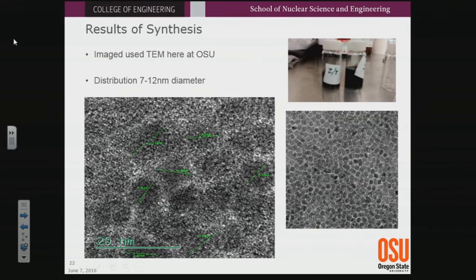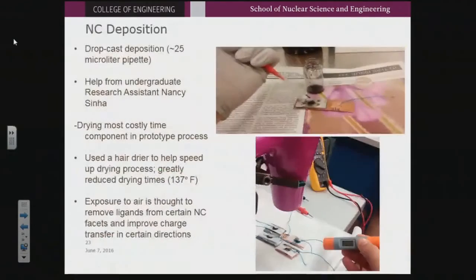So, results of the synthesis. These images were taken with the TEM microscope we have here at OSU, the Titan, and it is very validating to see that you've actually made nanocrystals, with a size distribution anywhere from 7 to 12 nanometers in diameter. Unfortunately, we weren't able to do this after every single batch, since it's a very expensive process, but at least for one batch, we see that we correctly synthesized the nanocrystals we wanted. So we did what we set out to do in that sense.